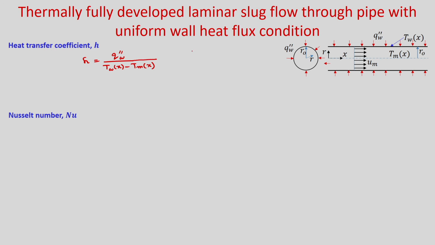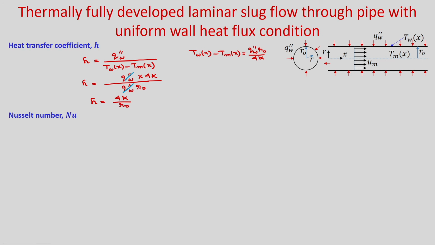Okay. So, in the last slide we have found T w minus T m as q double prime w r naught by 4k. So, this H will then be q double prime w divided by this temperature difference, which is q double prime w r naught divided by 4k. Okay. So, this you cancel, then you will get H, which is your heat transfer coefficient, as 4k by r naught.